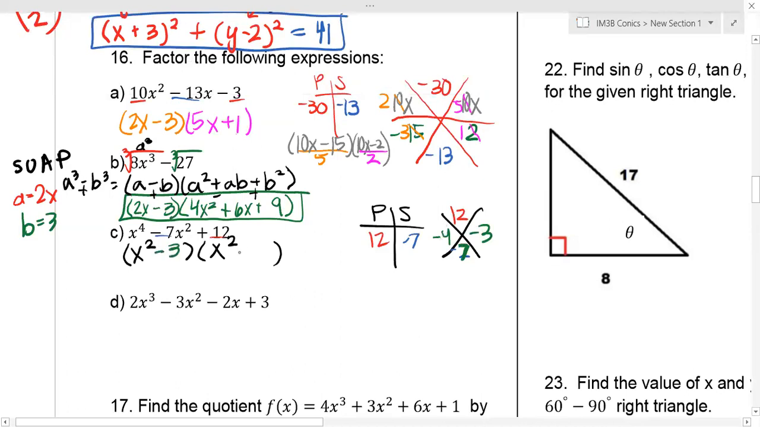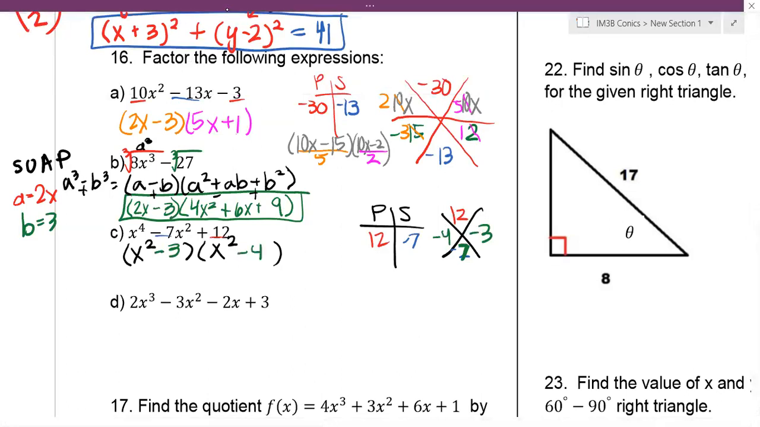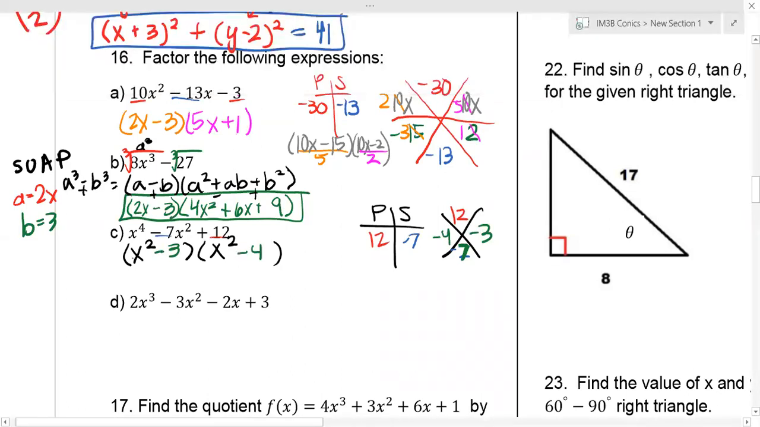However, when it's like this, we actually have to look at our factors and see if they're factorable. Usually it's going to be a difference of squares. And so x squared minus 3, 3 is not a perfect square, so that's just going to stay how it is. But x squared minus 4 is a perfect square, so that's a difference of squares where the square root of 4 is 2. So that's going to be x minus 2 times x plus 2. So the complete factorization is x squared minus 3 times x minus 2 times x plus 2.